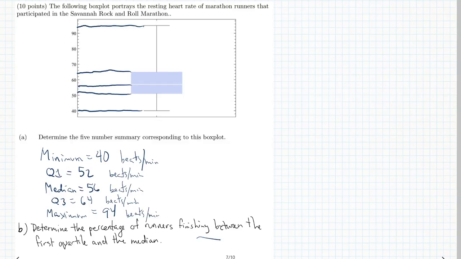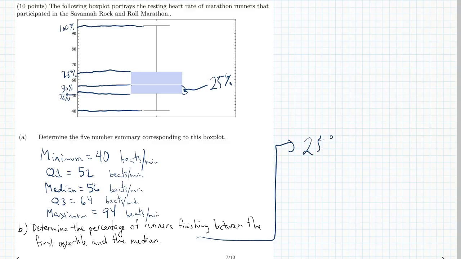Now the next part: determine the percentage of runners finishing between the first quartile and the median. So you might say, oh, I need to subtract and figure all that out. No, you don't need to do that at all. Every time, regardless of how big or small that range is, that's 25%, because this is the 50% mark, this is the 25% mark, and Q3 is the 75% mark. Notice when you go to the maximum, you're at 100%. So you take 50% minus 25%. Our final answer is 25%.